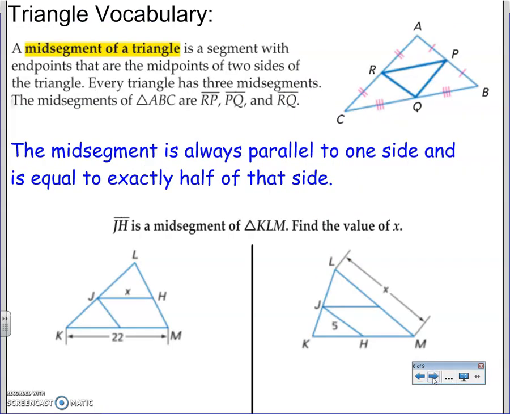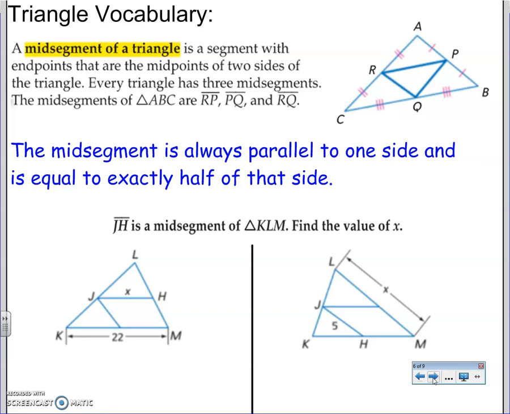Triangle vocabulary. A midsegment of a triangle is a segment with endpoints at the midpoints of two sides of the triangle. We're basically finding two midpoints and connecting them. And every triangle has three midsegments. So in this triangle ABC on the right side, the midsegments are R to P, P to Q, R to Q. Now the big thing is this: the midsegment is always parallel to one side, the side that it's not connecting, that has no midpoint on, and it's exactly equal to half of that side.